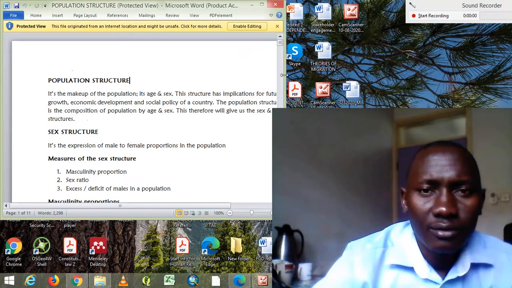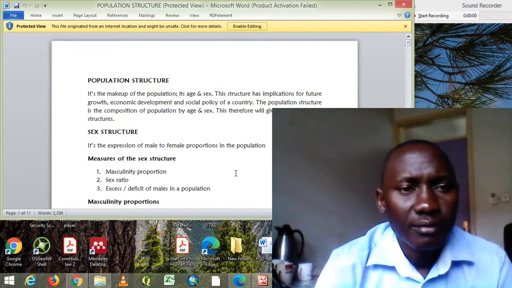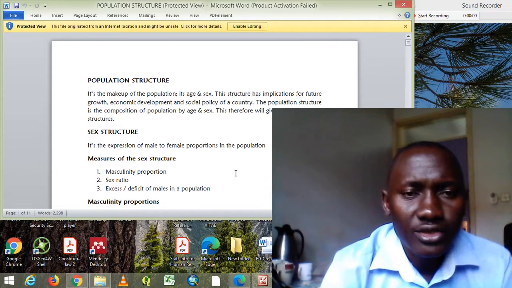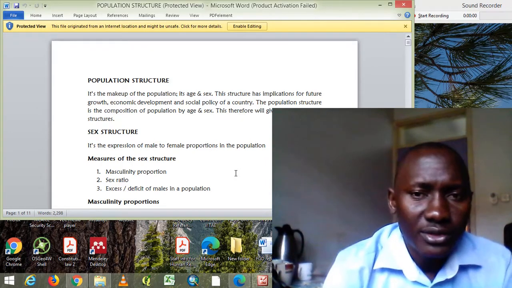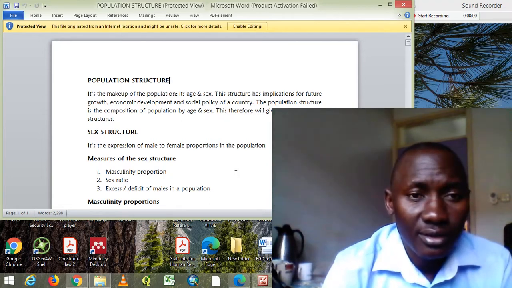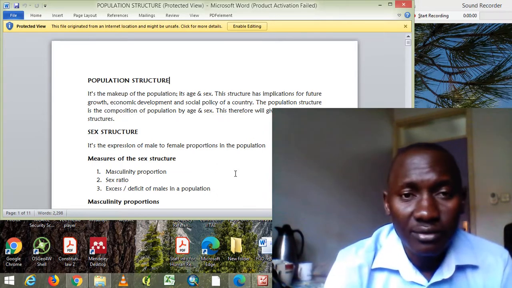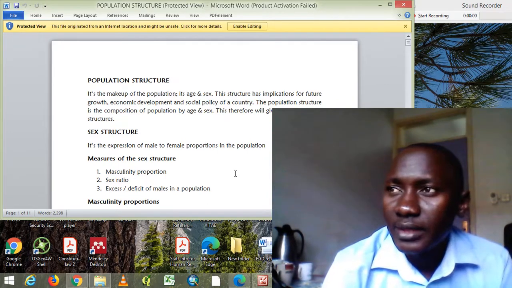When we talk of population structure, we are referring to the makeup of a population, i.e., the age and sex. We know that the structure of a population has implications for future growth and economic development as well as social policy of the country. Because if the population of the nation has more females than males, then the social policy of the country will change.